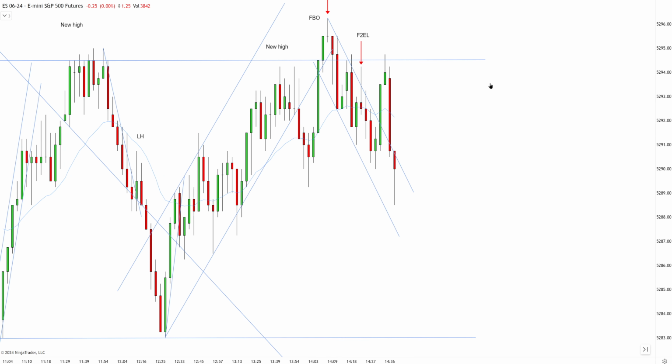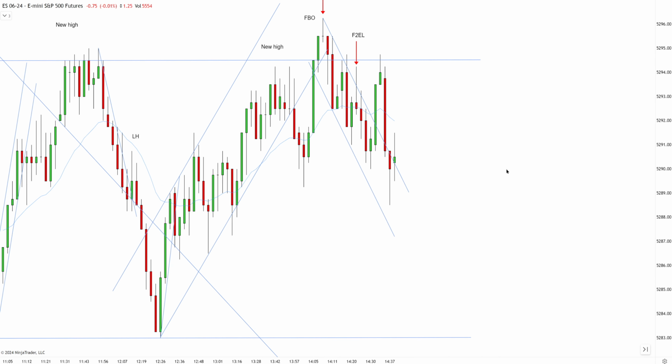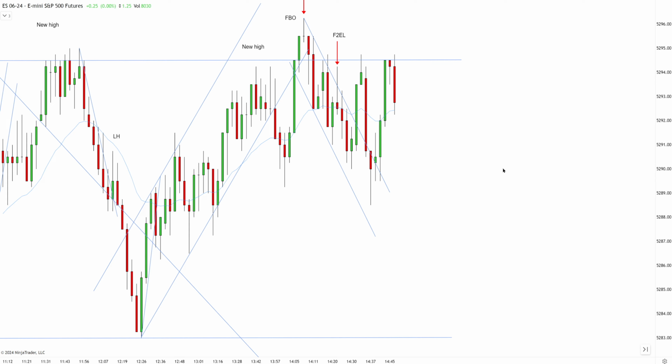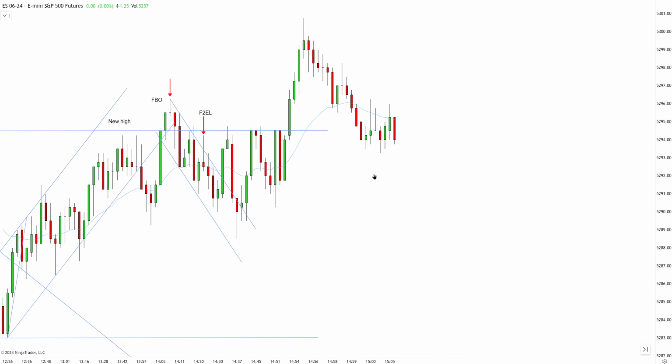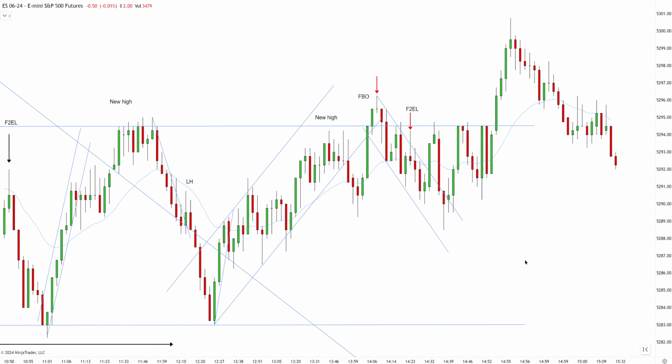The market continued to work higher. We have a break to a new extreme. We're back above the EMA, and now it's pretty much getting way too late. The market is about to close. Very nice downtrend today overall.